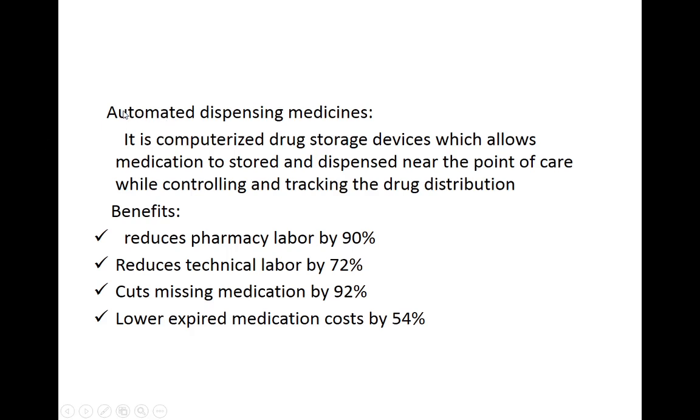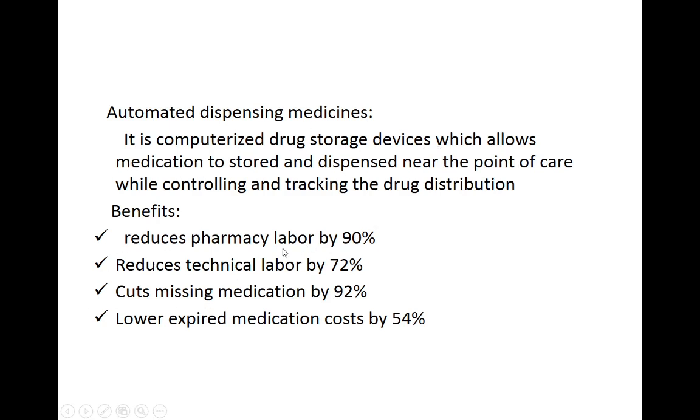Next, we have automated dispensing medicines. It is a computerized drug storage device which allows medication to be stored and dispensed near the point of care while controlling and tracking the drug distribution. They will store it and dispense it to the particular patients. At the same time, they can control and track the drug distribution also. So it is a computerized storage device.